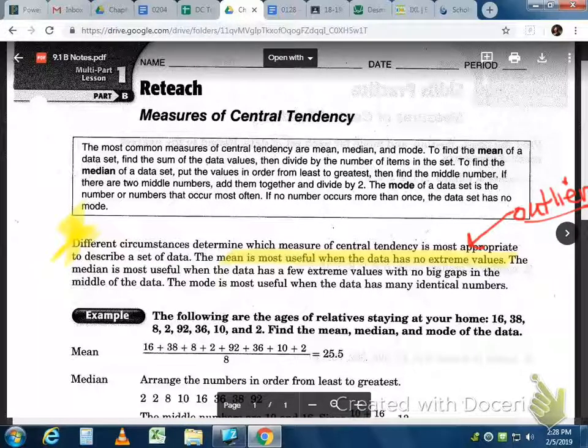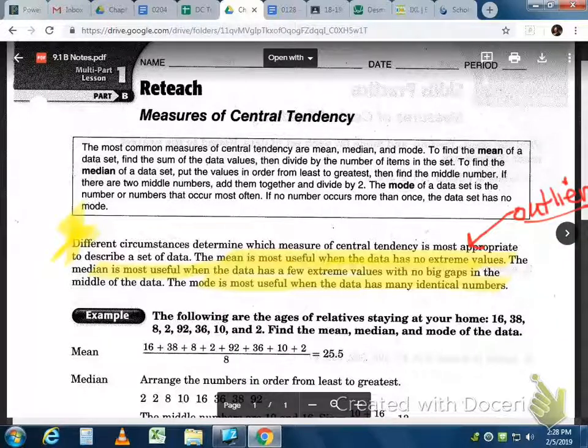The median is most useful when the data has few extremes with no big gaps in the middle. What's a gap? A blank space where there's a section where there aren't any numbers. So if there are gaps, you probably don't want to use the median. And the mode is most useful when the data has identical numbers. So you'll have to decide each time which one makes more sense and is a better descriptor. But again, that is more like what we're doing tomorrow.